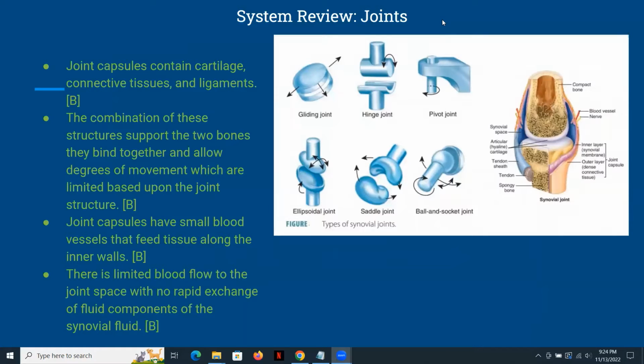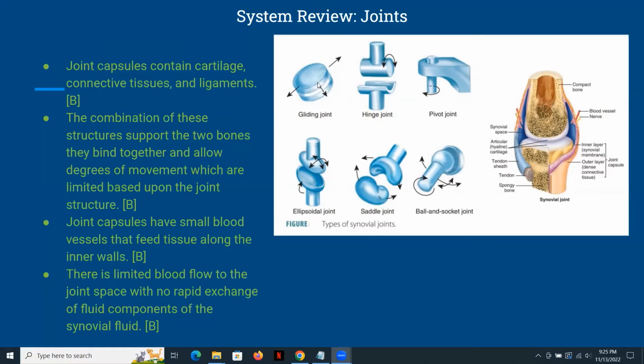So we'll start off by doing a systemic review of joints, just generally understanding a few of the parts. As far as joints go, we know that they typically involve capsules that contain cartilage. There are other connective tissues, such as ligaments, which connect the two bones together and allow them to move. There is a limited degree of movement based upon the kind of joint.